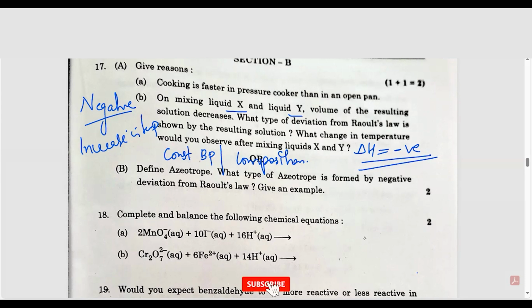Next question, what type of azeotrope is formed by negative deviation from Raoult's law? You have to give an example. We have studied two types of azeotropes, right? Maximum boiling azeotropes and minimum boiling azeotropes. Here negative deviation shows maximum boiling azeotropes. We have studied many examples, but you have to mention only one example: a mixture of acetone and chloroform is an example for it.